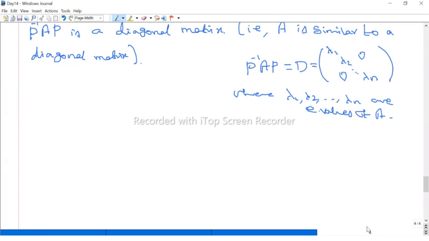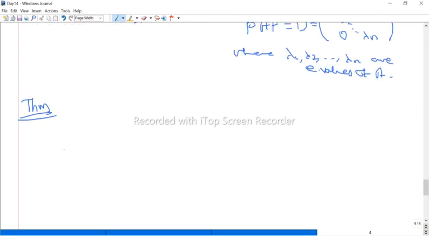A is diagonalizable if and only if A has n linearly independent eigenvectors. But before that, I state a theorem. This theorem is very important. Suppose A is any matrix. Suppose lambda 1, lambda 2, etc., lambda k are distinct eigenvalues.